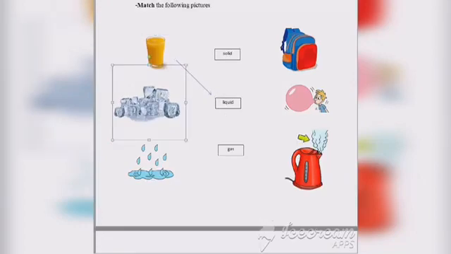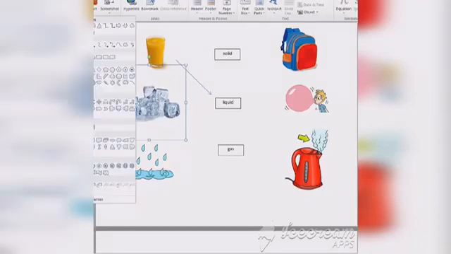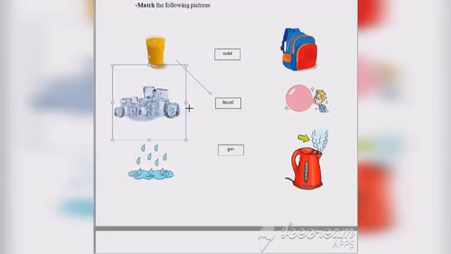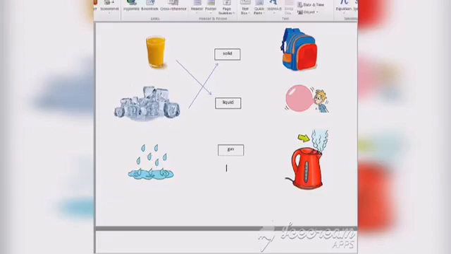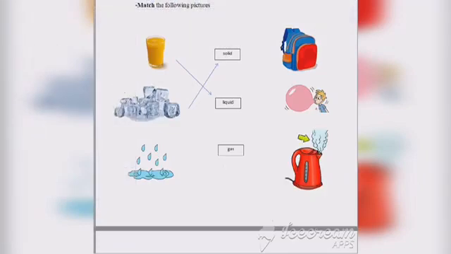We have ice cubes. Ice cubes are what? Ice cubes are solid. Very easy. Raindrops. What are raindrops? Are they solid or liquid or gas? They are liquid. Raindrops are liquid.